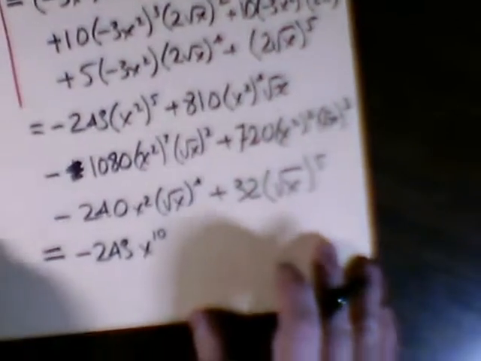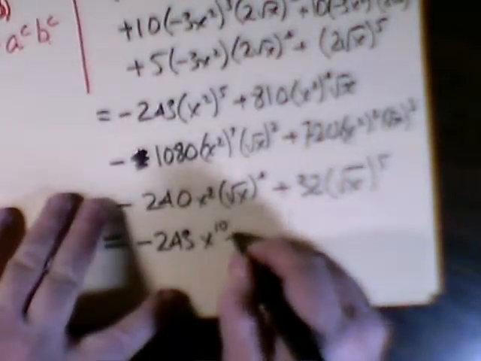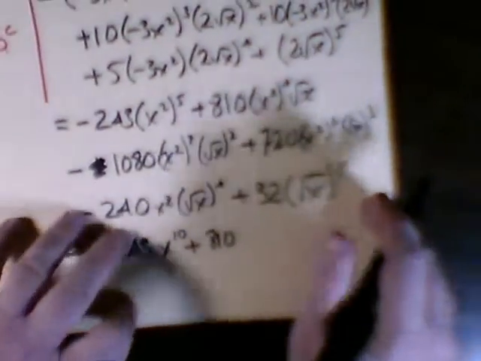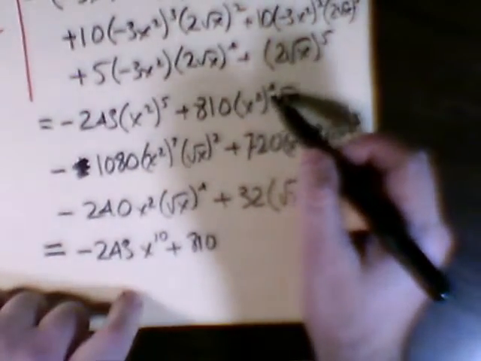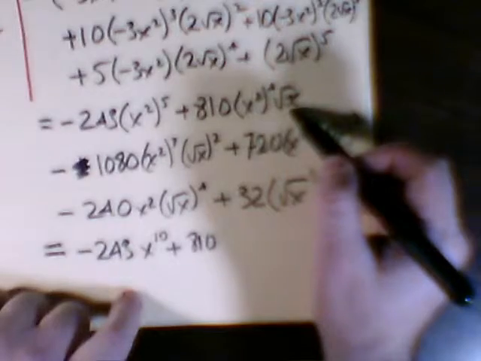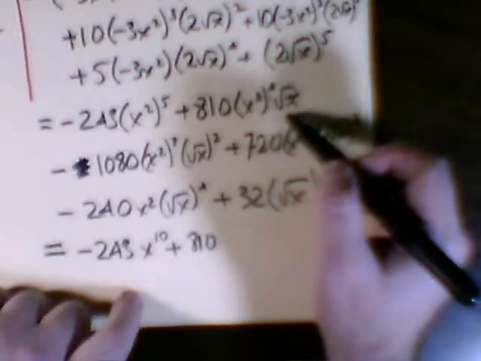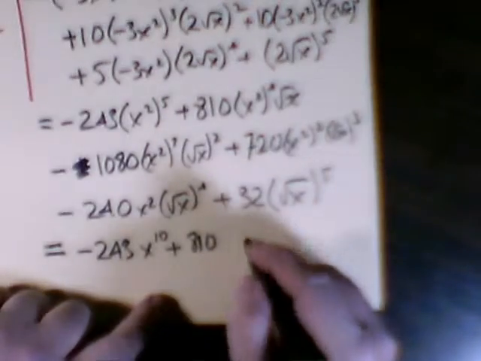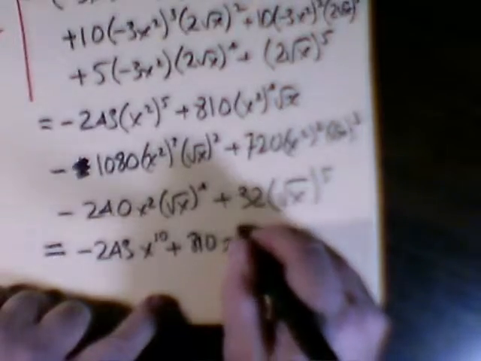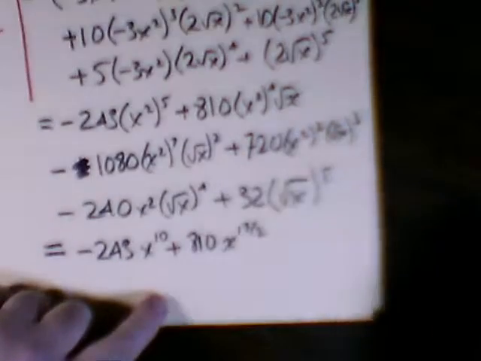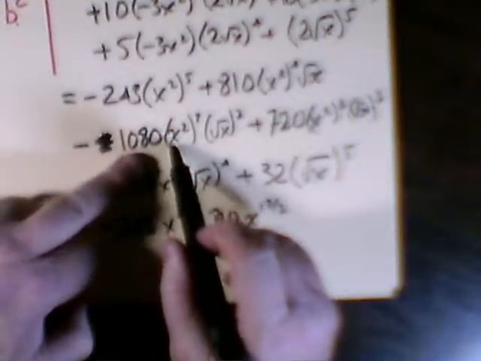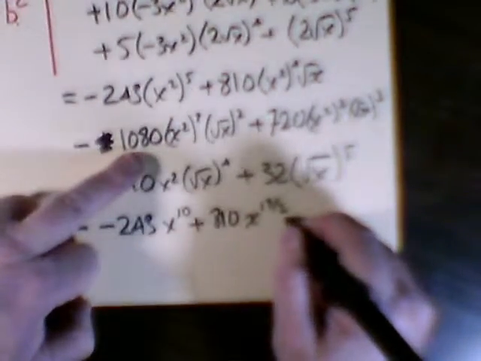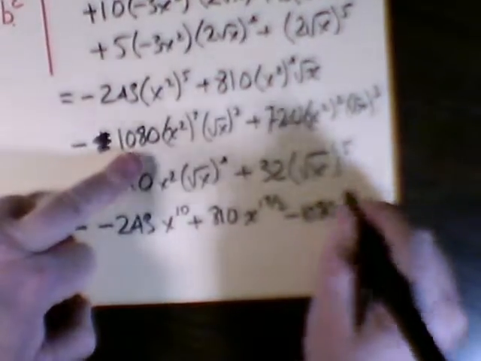What else have we got? Well, how about plus 810? And what about these x's? 2 times 4 is 8, plus 1/2 is 8.5. Well, we can say 17/2. So x to the 17 over 2. Okay. And what about this one? Negative 1080. Minus 1080.